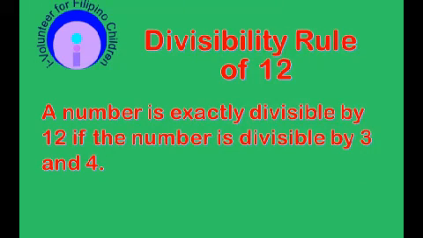Divisibility rule of 12. A number is exactly divisible by 12 if the number is divisible by 3 and 4.